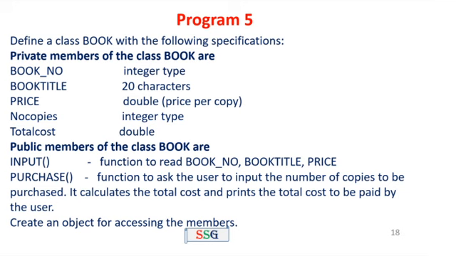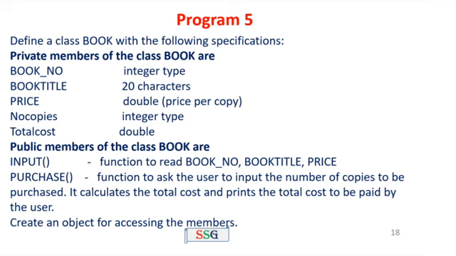define a class Book with the following specification. Private members of the class Book. First, here also there are private members and public members. Private members of the class Book. First one, book number, book_number. It's an integer data type. Book title, 20 characters length.